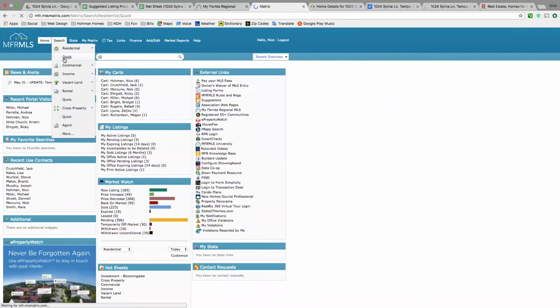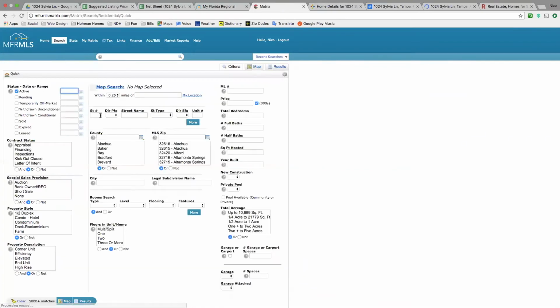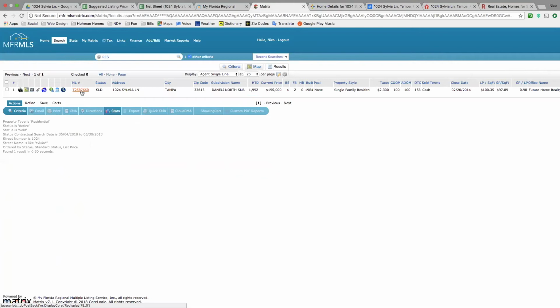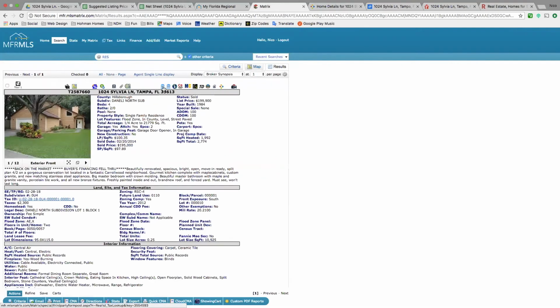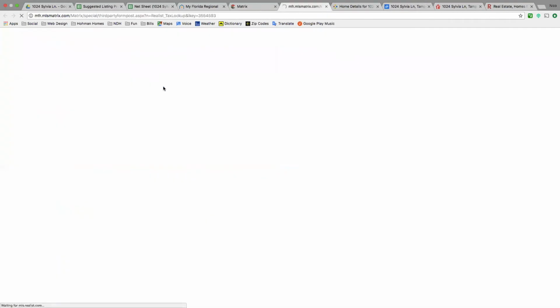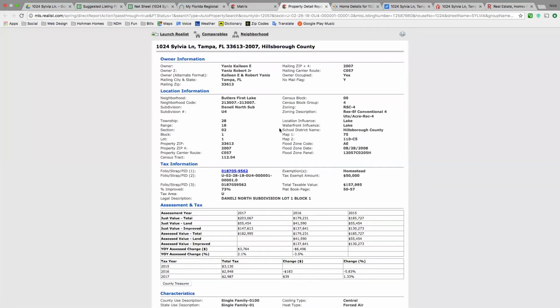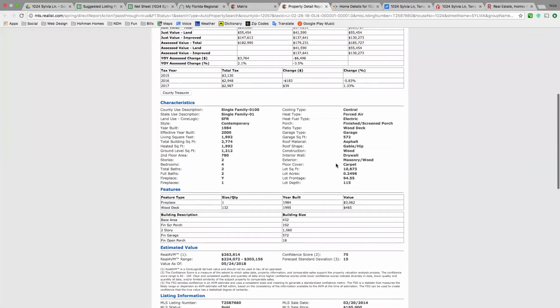So let's see if we can find this property's data sheets. Here we go, and we have a result. So we're going to pull that information. Great. We're going to pull now the Realist report and get some tax data on this property. This is our Realist report here that's going to pull some numbers for us.